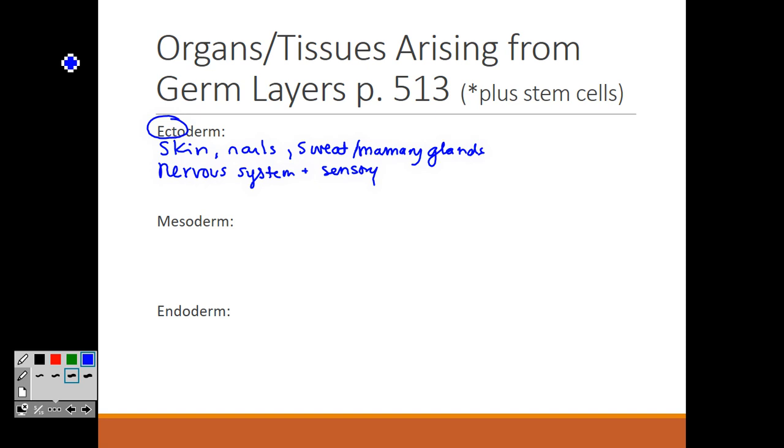There are a few other things that are on the list. For example, it mentions the pituitary and the adrenal medulla, but I would argue those are part of the nervous system anyways. So I don't think that I need to add them to the list because they're part of that bigger category, nervous system and sensory organs. Typically, if a question is asking you about the ectoderm, they're going to focus on the skin or something that's attached to skin or on the nervous system. Those are the two main categories of structures that come from the ectoderm.